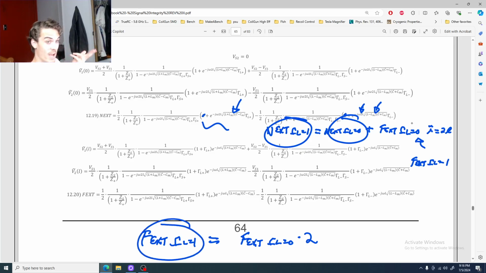So the maximum crosstalk in our system will be the far end crosstalk whenever the reflection coefficient is 1 plus the near end crosstalk whenever the reflection coefficient is 0. That's all I wanted to share.